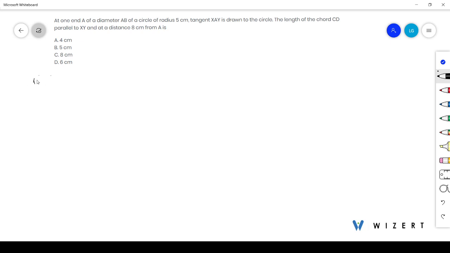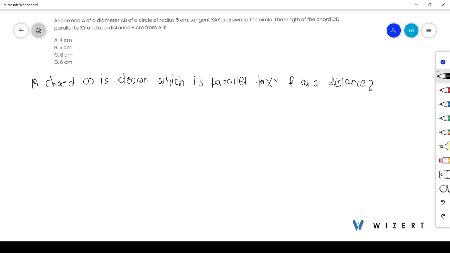We have given a chord CD which is drawn parallel to XY and at a distance of 8 cm from A.